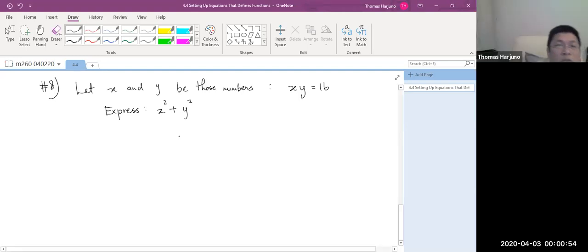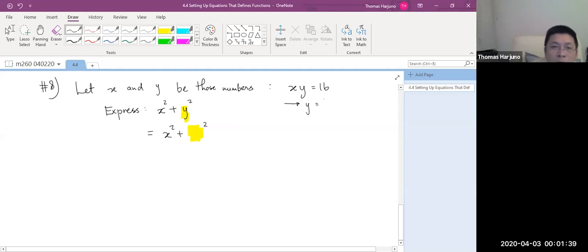We want to express x squared plus y squared as a function of only one variable. I can express this expression in terms of x or in terms of y. Let me do it in terms of x. So I need to substitute that y. That will be x squared plus something squared. Now, what is that y in terms of x? I look back to the equation that I already have. If x times y equals 16, then y equals what?